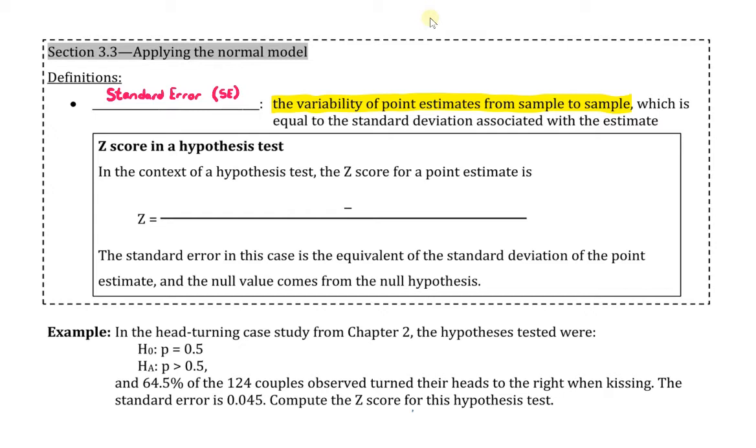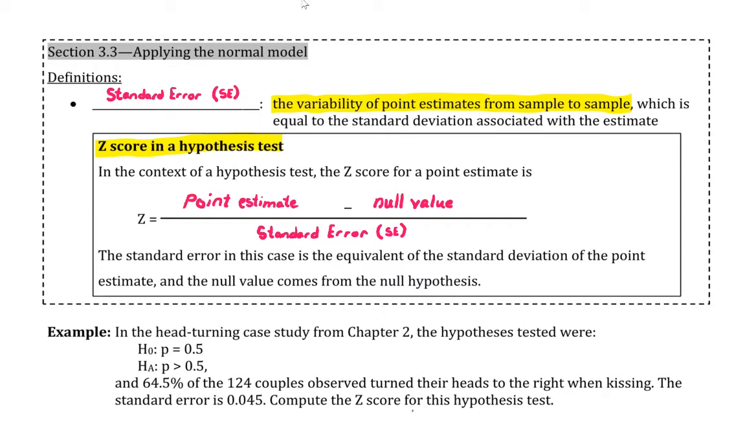We can use the z-score in a hypothesis test. In the context of a hypothesis test, the z-score for a point estimate is calculated as your point estimate minus your null value divided by your standard error. The z-score will tell us how many standard errors the point estimate is from the null value.